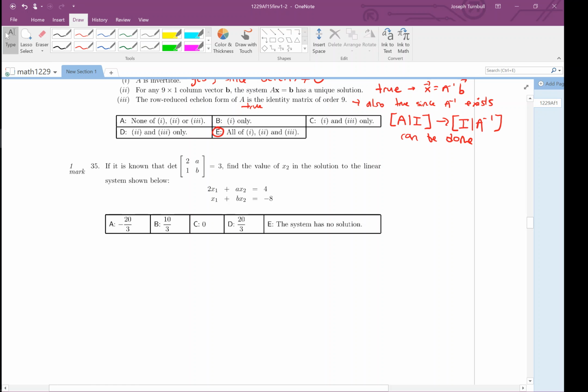And 35. Another classic. If it is known that the determinant of this matrix that's filled with letters is equal to 3, find x2 in the solution to the system of equations shown below. So this matrix system you could write as AX equals B. So our right hand column B is 4, -8, but we're not going to do this using the method of inverses. We're going to use something called Cramer's rule.